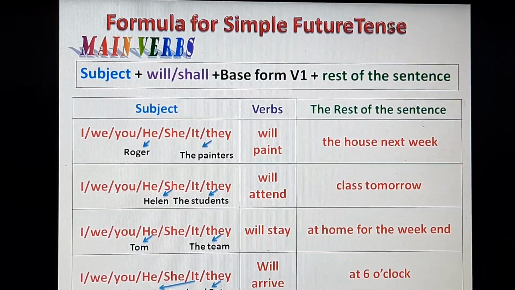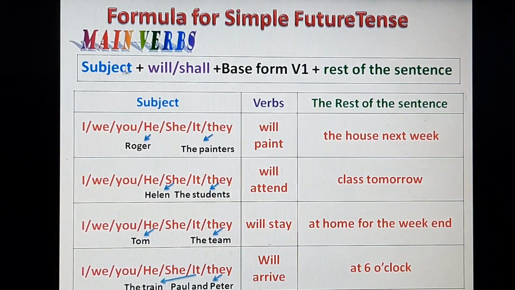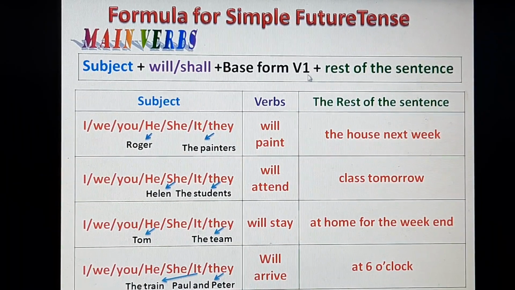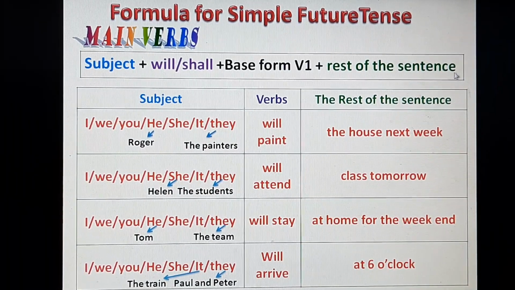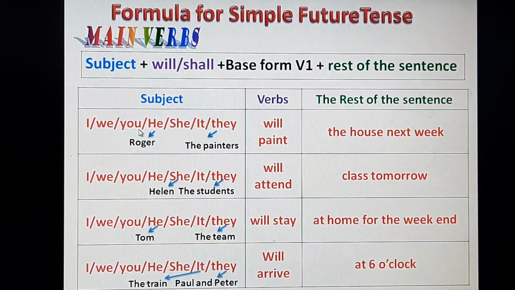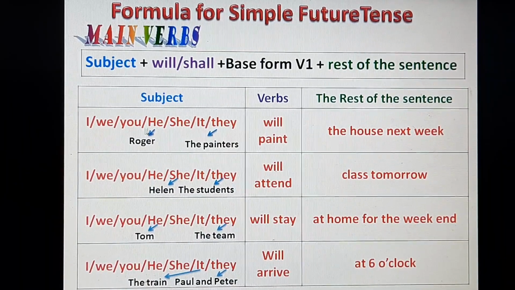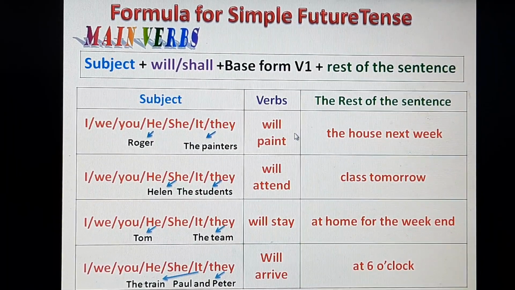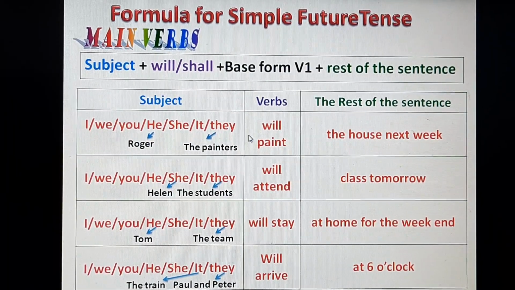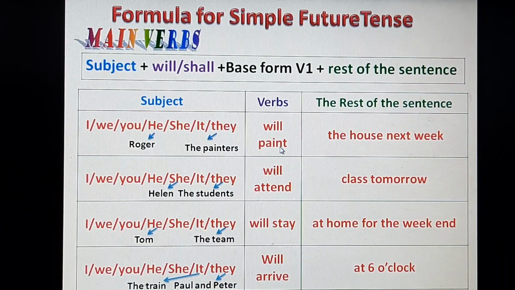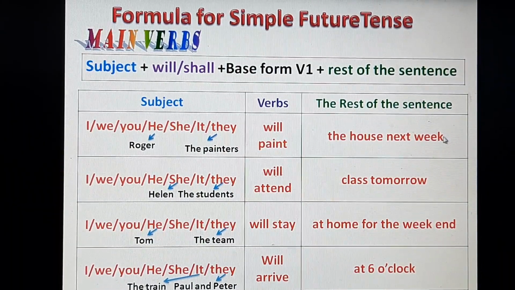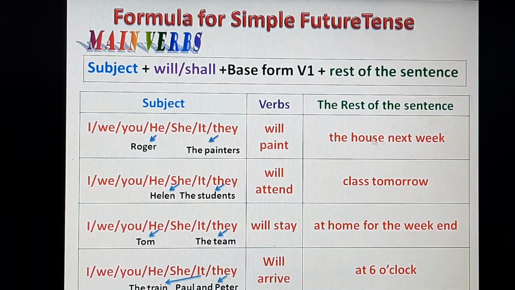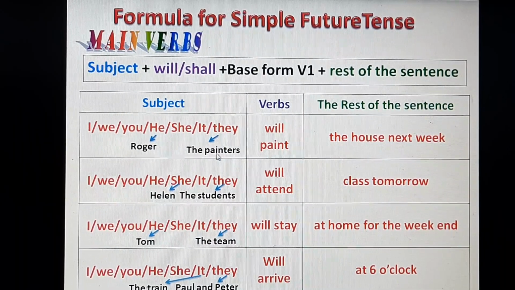Formula for simple future tense in the main verbs: subject plus will or shall plus base form V1, that is the present tense form, plus rest of the sentence. The subject can be singular or plural, or of any person, first, second, or third. Your verb will be the same for all the subjects: will plus present tense form of verb. We will paint the house next week. The painters will paint the house next week. This is third person plural.